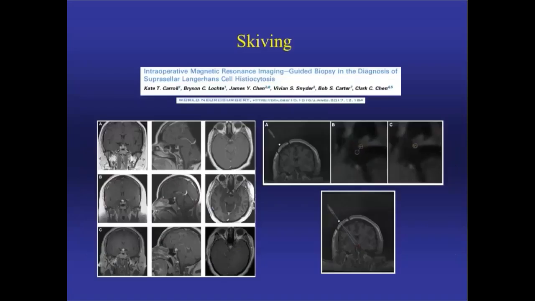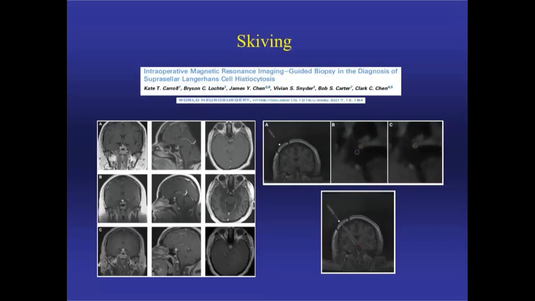Skiving. This is something we've all experienced. If you're making your burr hole and you're not completely perpendicular to your entry point, you could deviate your burr hole such that it results in complete translation of your intended axis. Here's an interesting case that really made me realize how important skiving is.